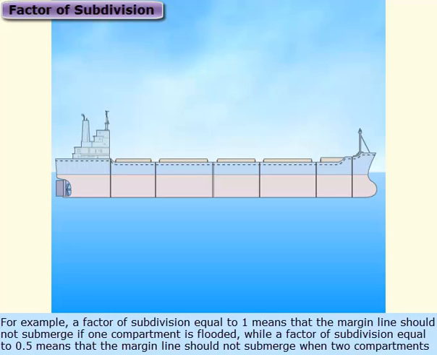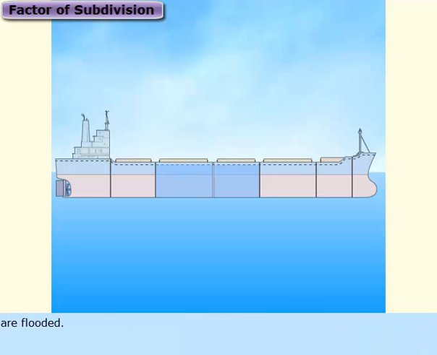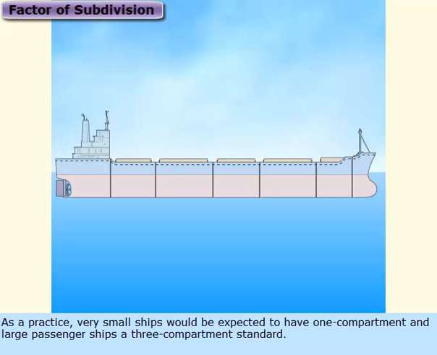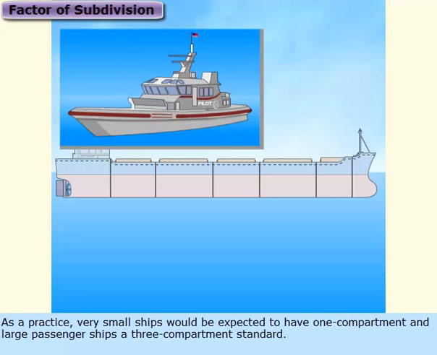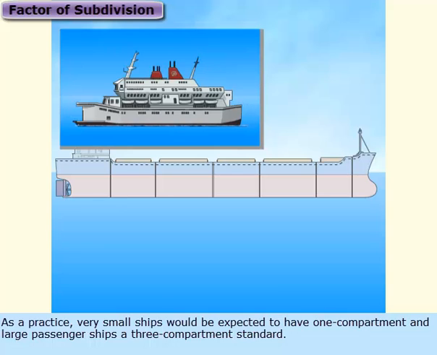while a factor of subdivision equal to 0.5 means that the margin line should not submerge when 2 compartments are flooded. As a practice, very small ships would be expected to have 1 compartment and large passenger ships a 3 compartment standard.